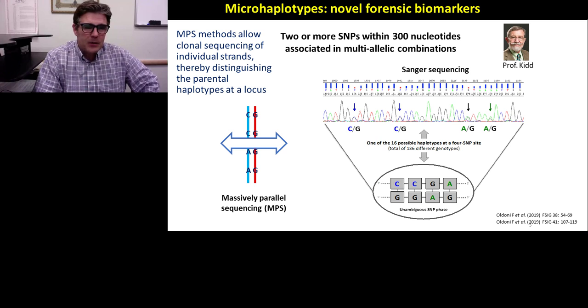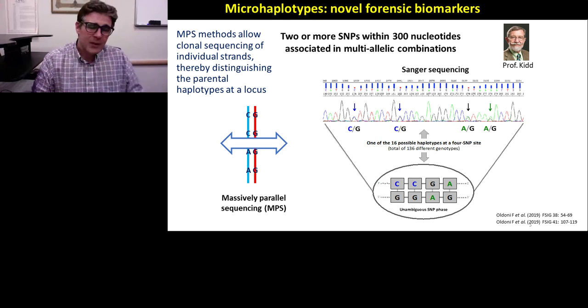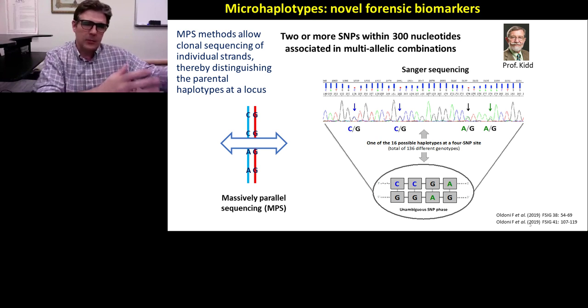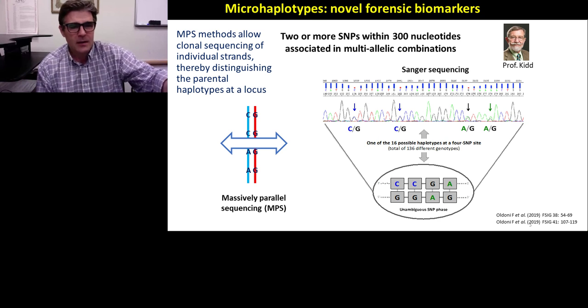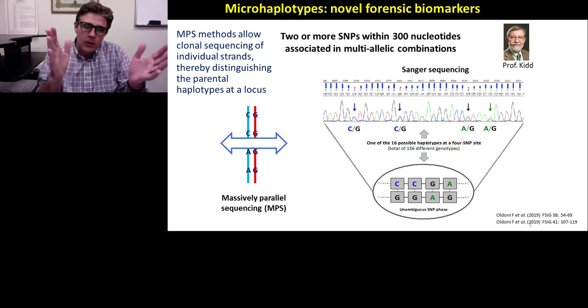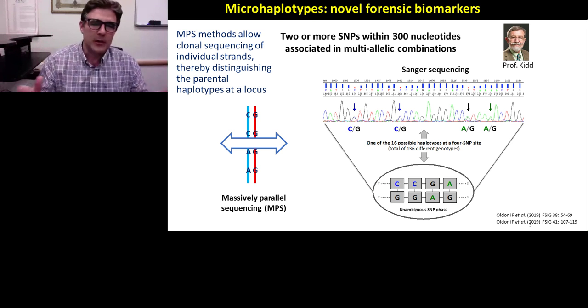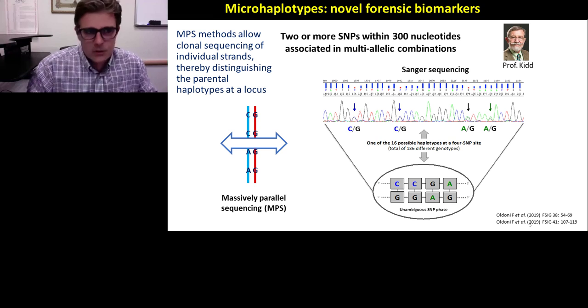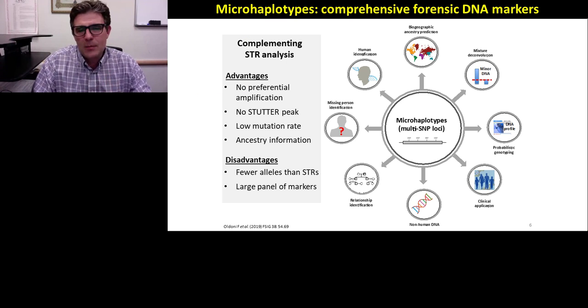But with massively parallel sequencing, we can actually separate the two chromosomes because we clonally sequence each individual chromosome. And so in this case, we're able to see that one haplotype, for example the one that's inherited from the father, is CCAA, whereas the other chromosome is GG. Those two haplotypes are essentially two alleles, but you can have multiple combinations. Okay, so that's what a microhaplotype is. And the advantages of using microhaplotypes are several.